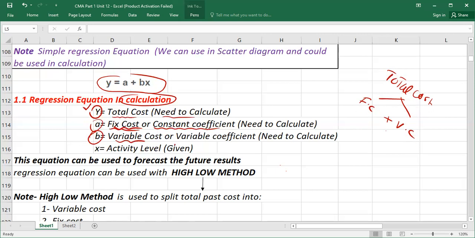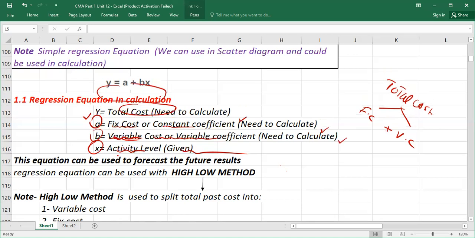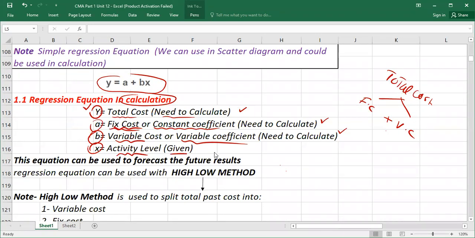B is your variable cost. It is also called variable coefficient. Obviously, we have to calculate A also, B also, and Y also. And then what is X? X is the activity level which will be given. Understood? So we have to calculate actually total cost for any X activity level.